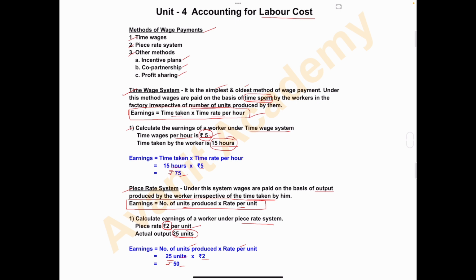In the next video, we'll solve a 10 marks problem on this topic, that is time-based system and piece rate system.